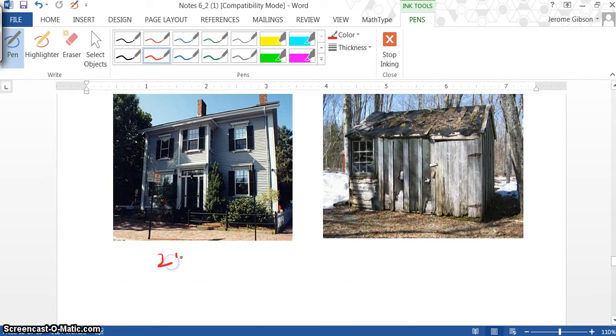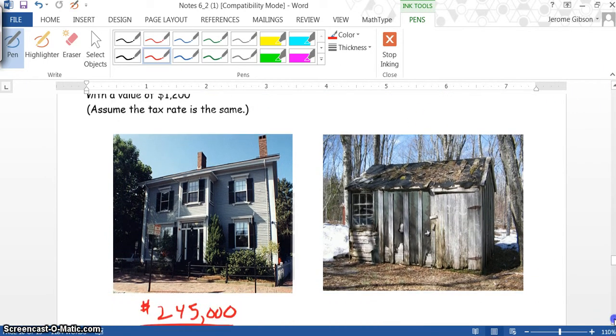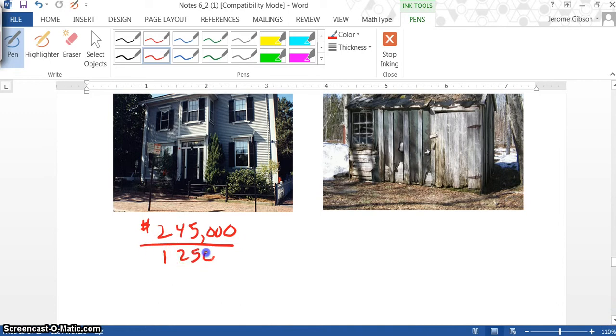We had a $245,000 home with a tax of $1,250. Then on the other side here, we will have the cost of the home, which is $1,200, but we don't know the property tax. Now remember, when we set these up as a fractions, they must match. This is the cost of this house, this is the cost of this house, this is the tax, this is the tax on the house. So we have to have these set up correctly.